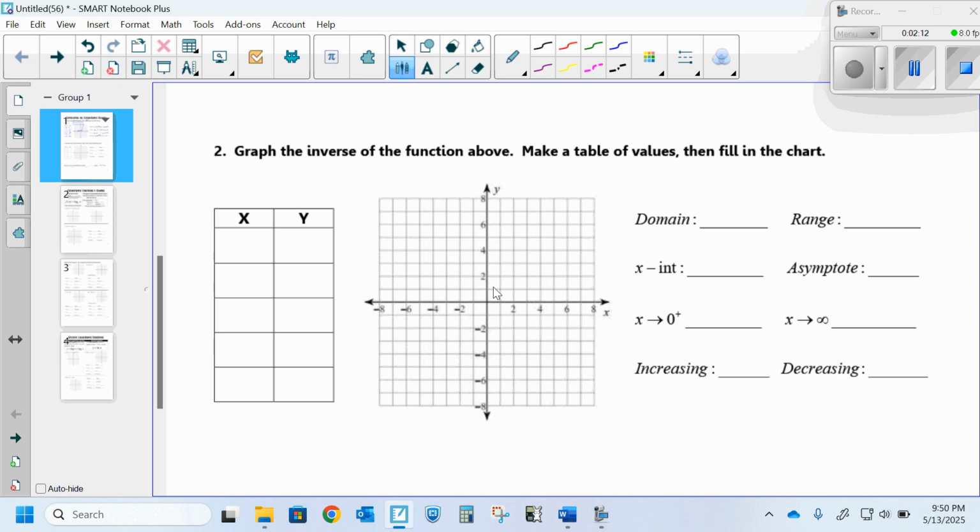So we did, I don't know where my pen is. It disappeared. Hold on. I'm going to have to hit pause because I can't find my pen.